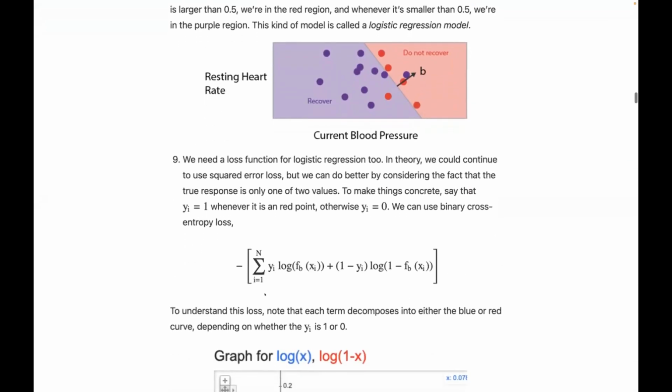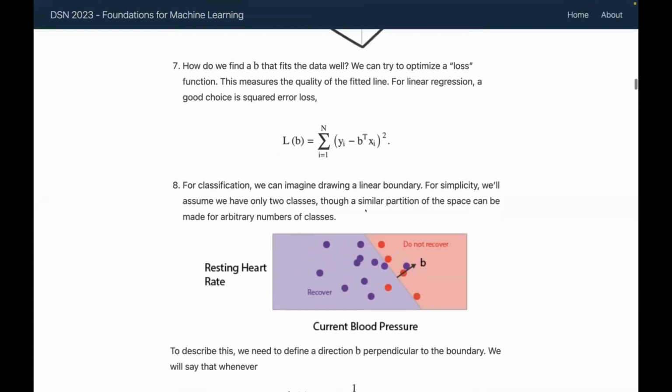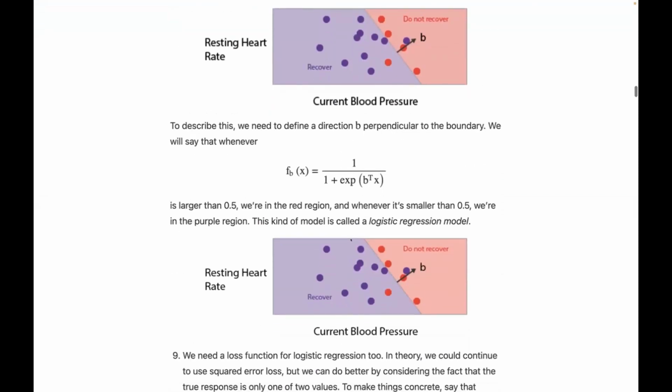So here it doesn't really make sense to use a squared error loss anymore. The reason is that an error of 0.01 in probability might not mean too much when you're really close to one, but it means more when you're near the boundary.